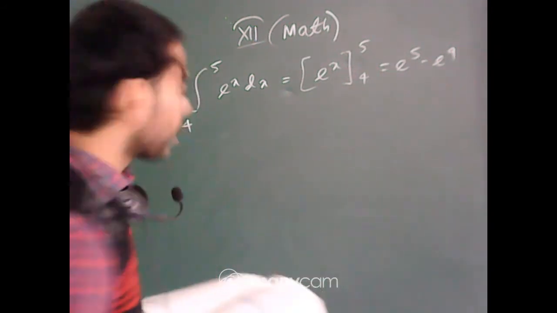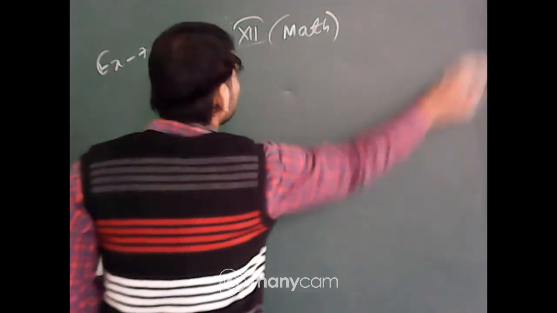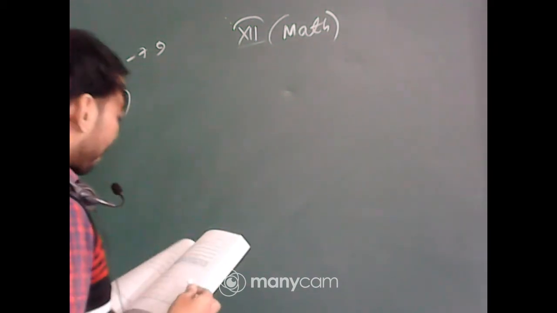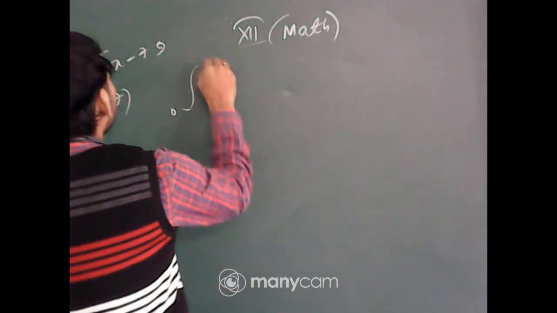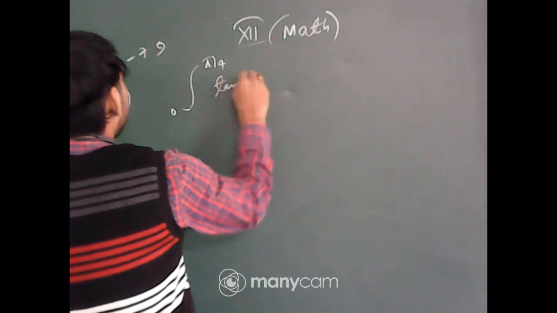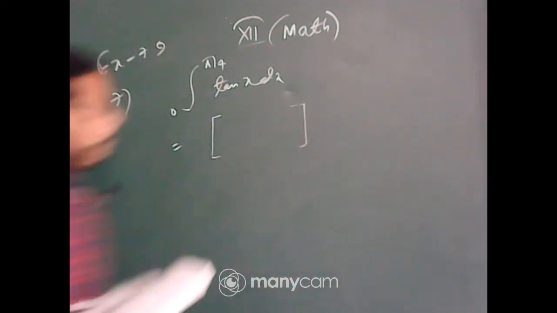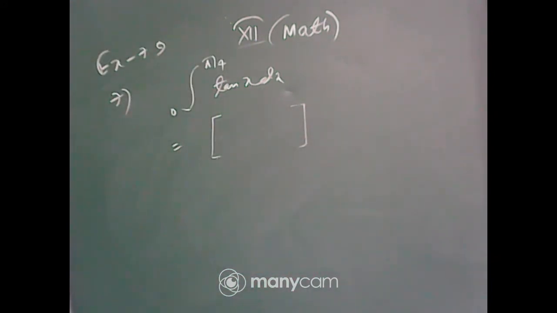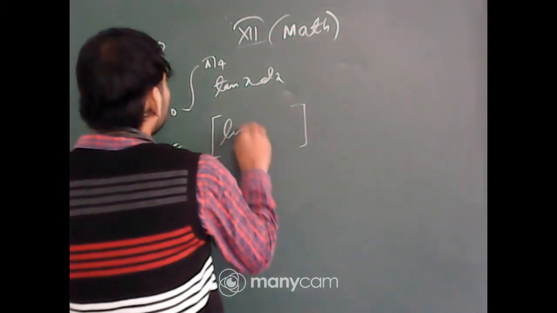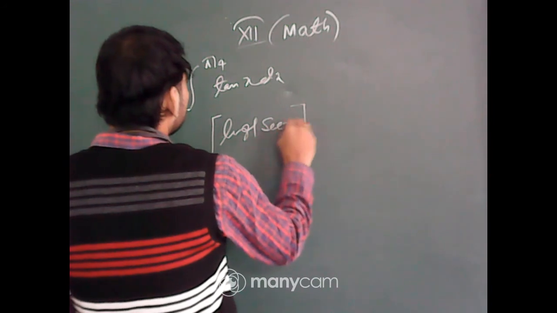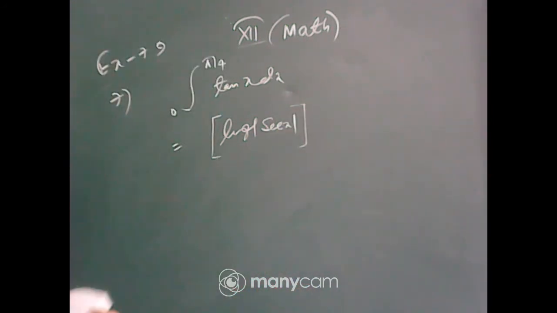So move on to question number 7. You do it in your copy, okay? Integration 0 to pi by 4 tan x dx. Now the integration of tan x, tell me, integration of tan x, log of mod sec x. Isn't it?